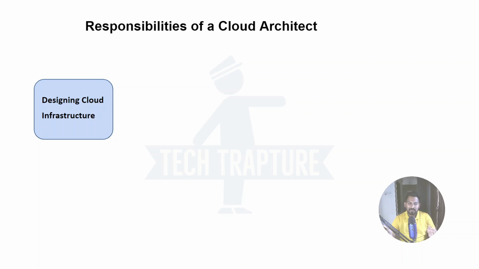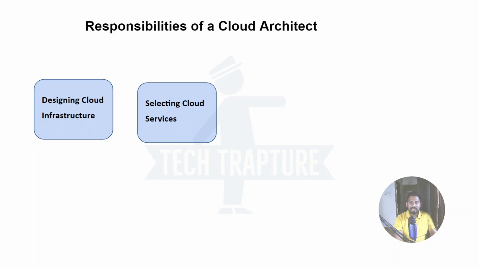So designing cloud infrastructure includes creating an architecture diagram, then creating infrastructure as code, creating a Terraform script, and then implementing all these solutions, working upon the POC. All these tasks will come under designing a cloud infrastructure.